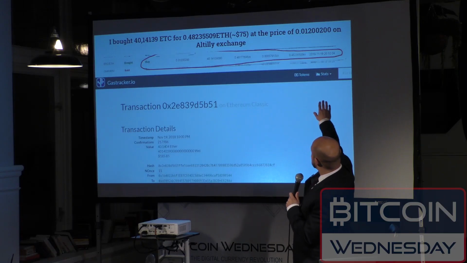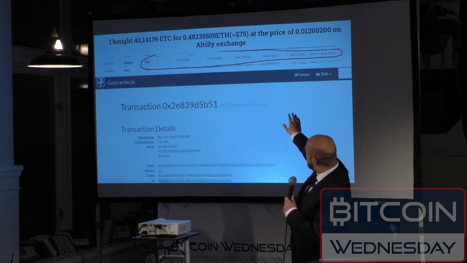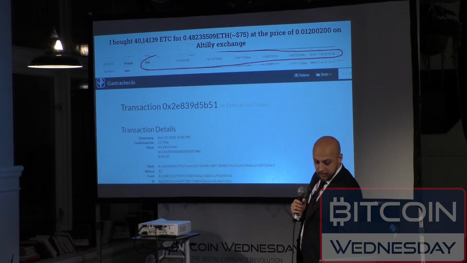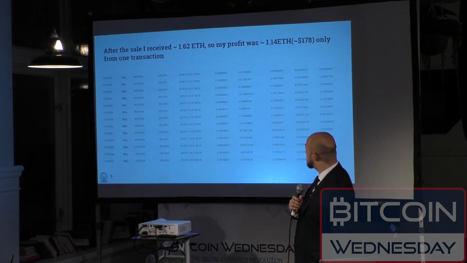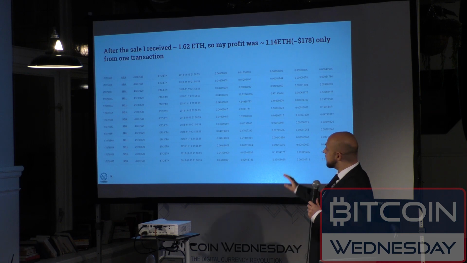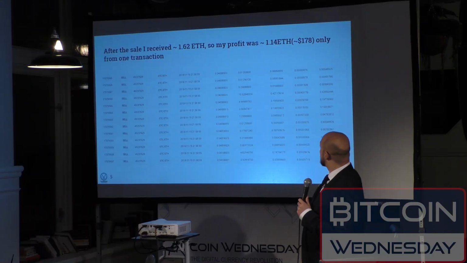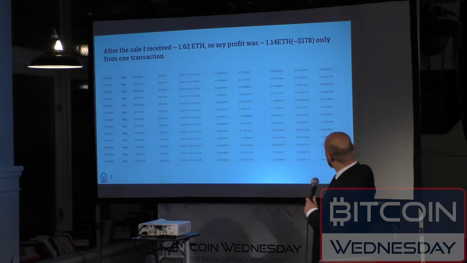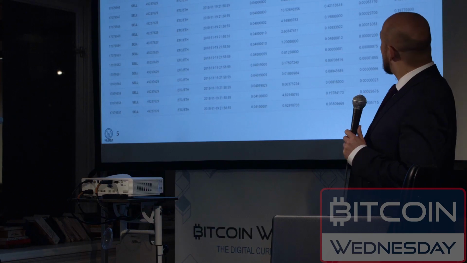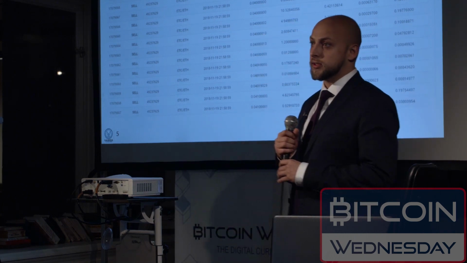And I bought it for this price on some exchange, LTD, a small exchange. I bought it and transferred this ETC to another exchange, a coin exchange, or that was the name of this exchange. And then I sold it for, as you can see, 1.62 ETH. So I gained an income of 1.140 ETH. So I made like $178 in less than an hour on just one transaction.